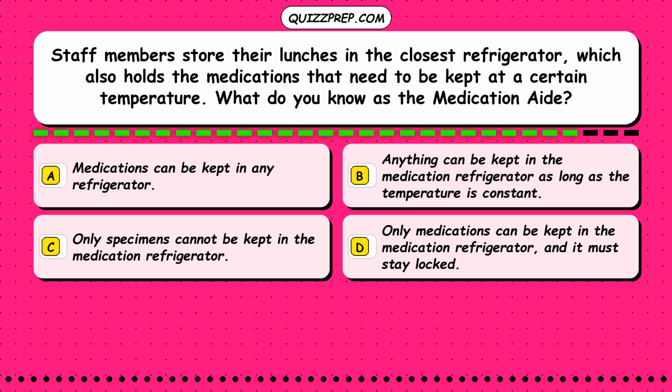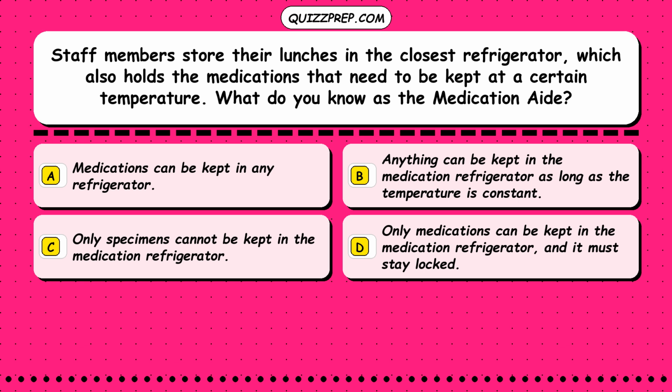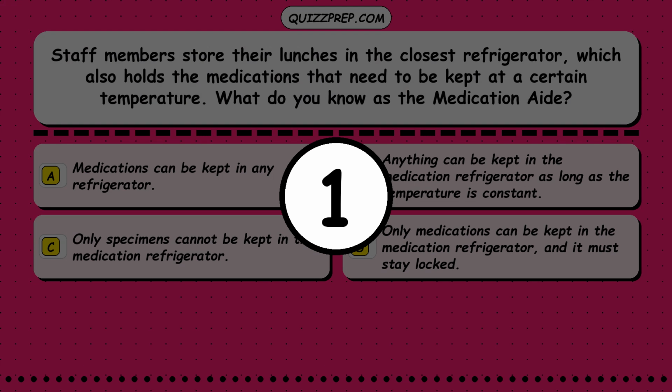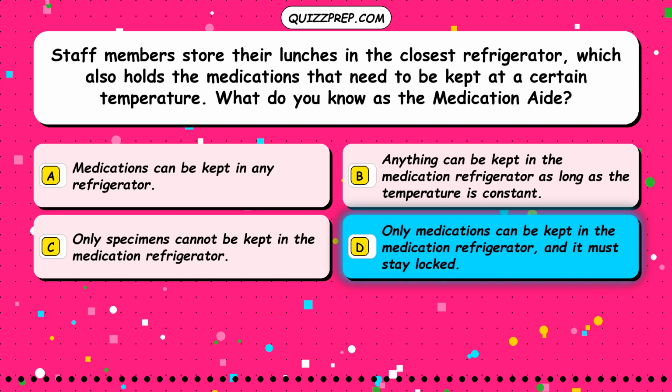Question 77. Staff members store their lunches in the closest refrigerator, which also holds the medications that need to be kept at a certain temperature. What do you know as the medication aide? Option A, medications can be kept in any refrigerator. Option B, anything can be kept in the medication refrigerator as long as the temperature is constant. Option C, only specimens cannot be kept in the medication refrigerator. Option D, only medications can be kept in the medication refrigerator, and it must stay locked. The correct answer is option D, only medications can be kept in the medication refrigerator, and it must stay locked.